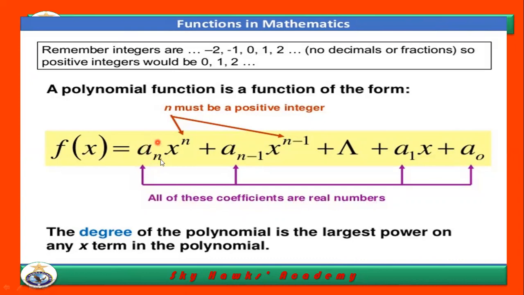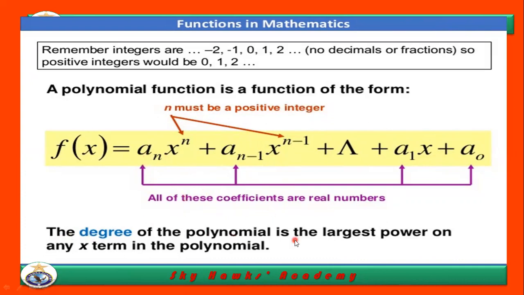I mean to say a n is a real number, a n minus 1 is a real number, and this will go on, reaching the constant term. So n must be a positive integer and these coefficients must be real numbers.